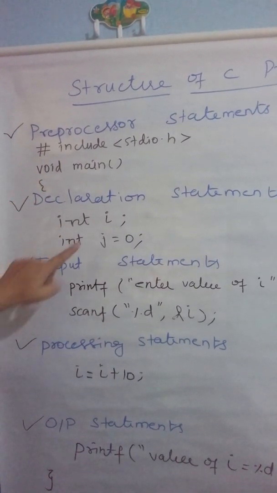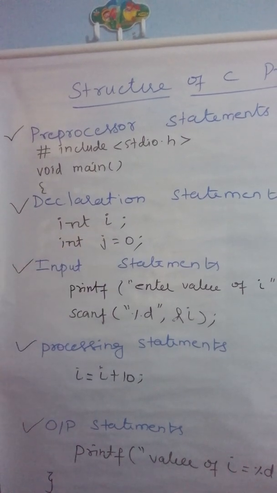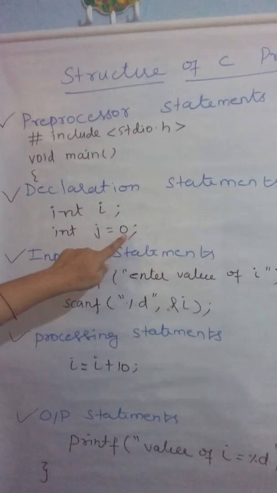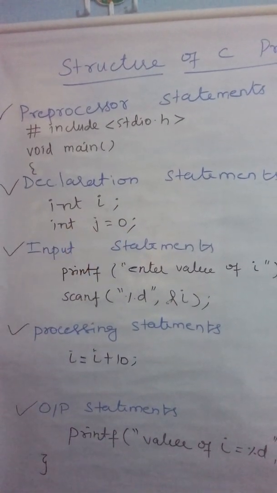Here I have declared two variables, i and j. i is not assigned any value. During the declaration itself, you can assign a value to the variable, so we have assigned the value 0 to the variable j.